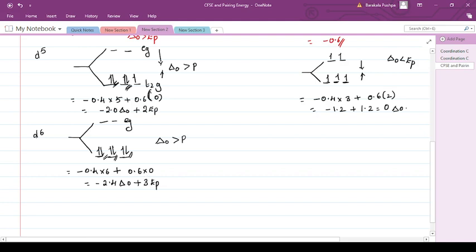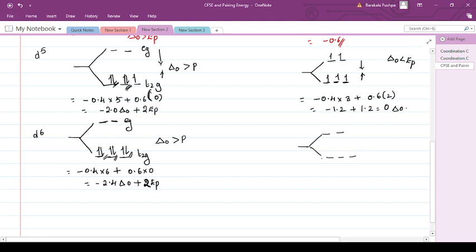There are only 2 electrons which would have been occupied in the eg level. But instead of occupying the eg level, the 2 electrons are occupying the ground level. That is why it is known as 2 EP. There is a possibility of the 2 electrons going into the eg level, but instead, 2 electrons are occupying the t2g level. So the pairing energy will be 2 EP.